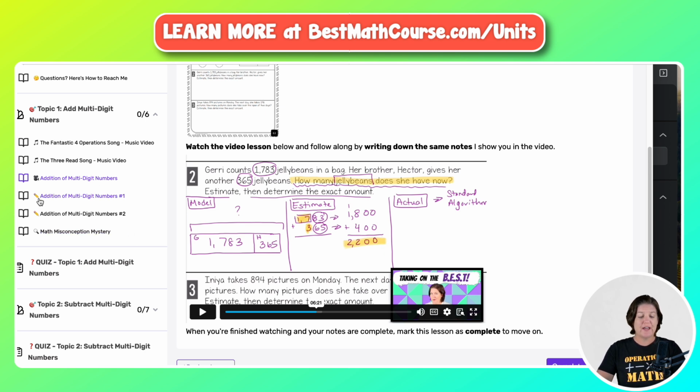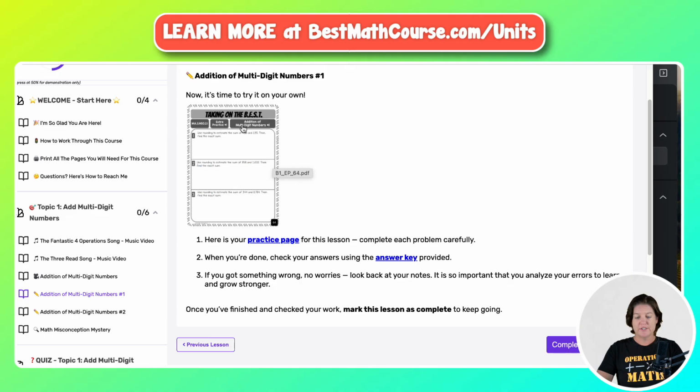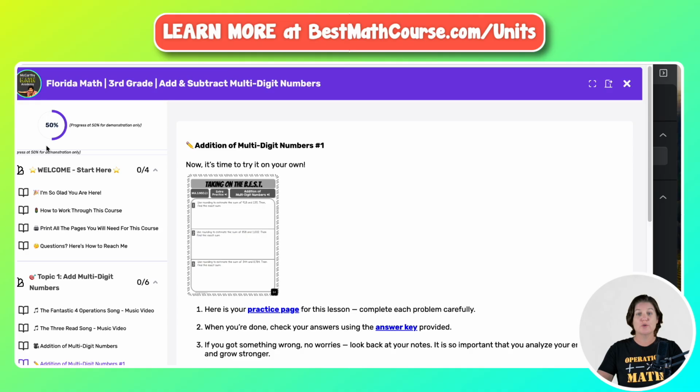And then you'll notice that we have 2 pencil icons. These are your practice pages, the follow-up lessons from the video. So you would complete those. We've got our printable here. You've got your answer key that you can check. And for each page of the lesson that you open up, you just click complete when you're ready and it'll track it up here for you to show you your progress.